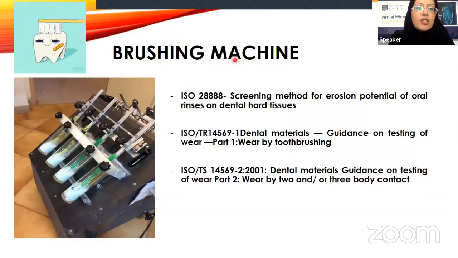Here you can see the washing machine. The washing machine is necessary for testing of wear. This machine is in our mechanical lab. It is designed according to ISO specification to evaluate the wear by 3 or 2 body wear.